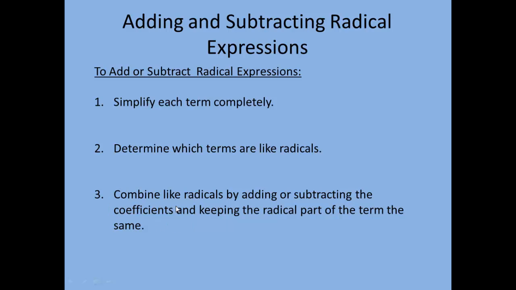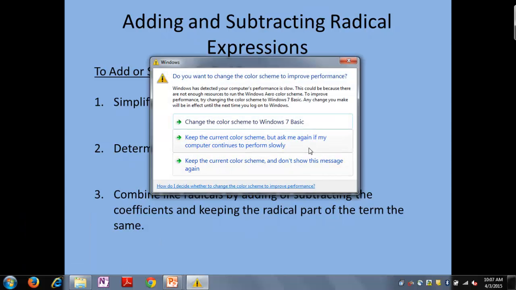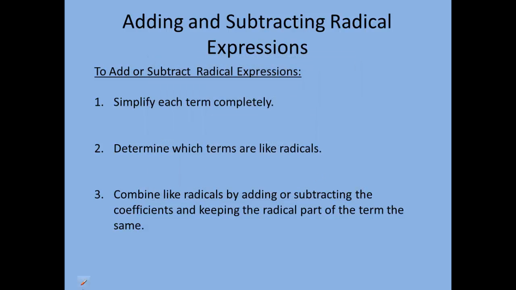Step 3 is combine like radicals by adding or subtracting the coefficients and keeping the radical part of the term the same. So the coefficient will change when you add or subtract, but the part inside the radical will stay the same, similar to how when you add like terms. Alright, so let's take a look at some examples.